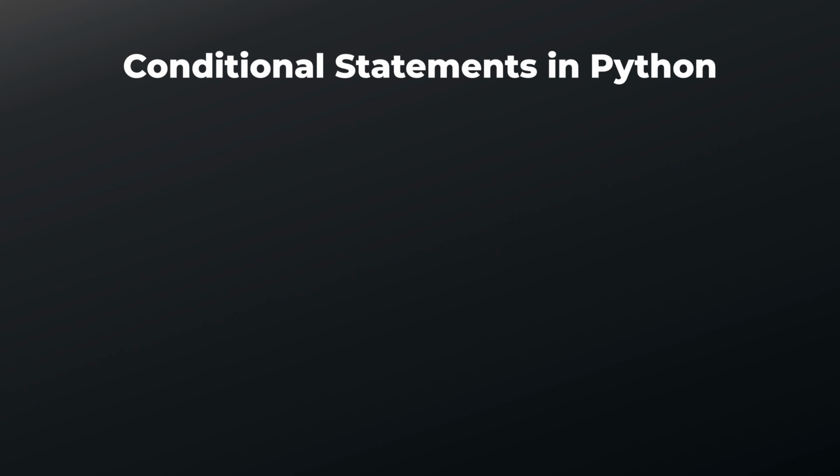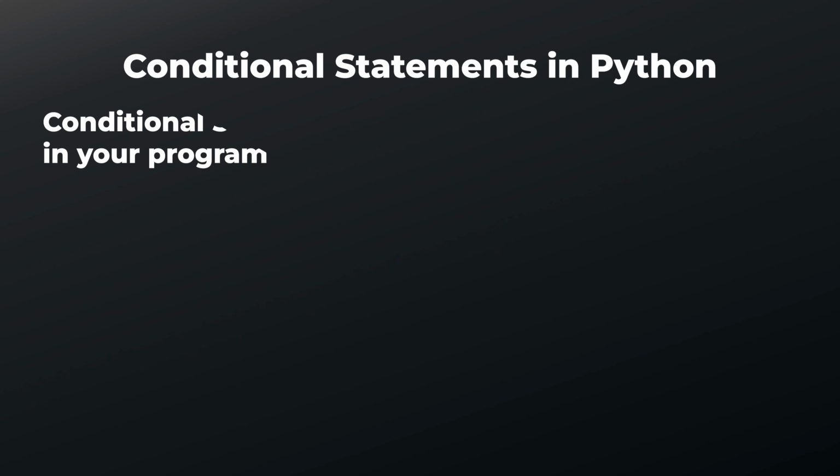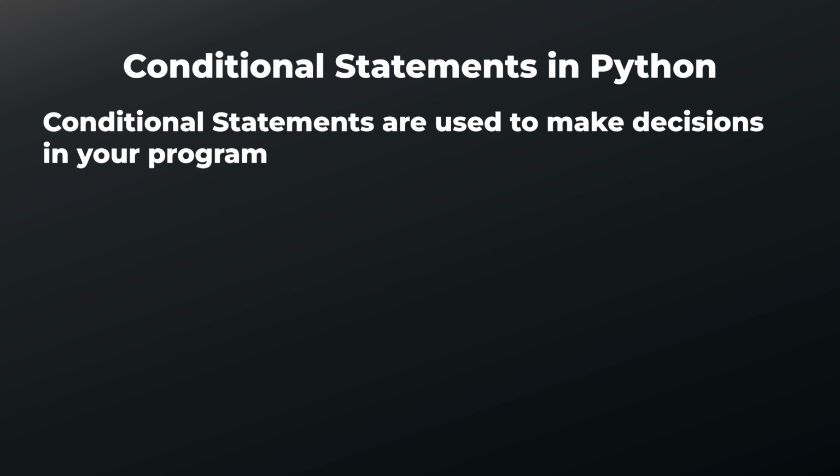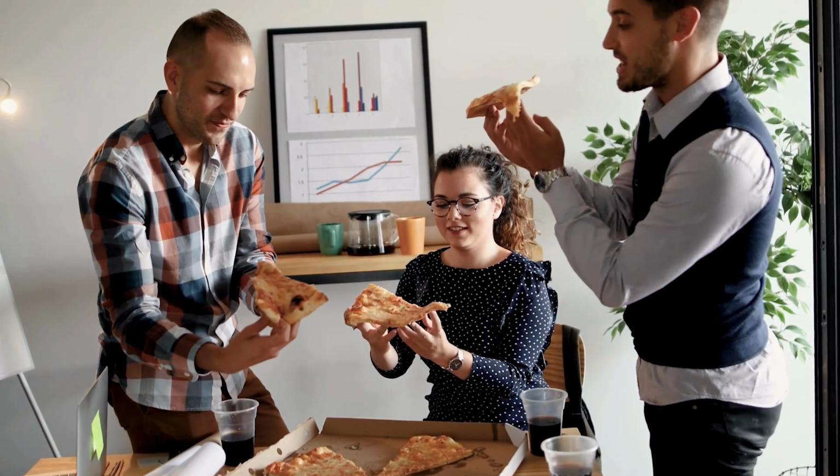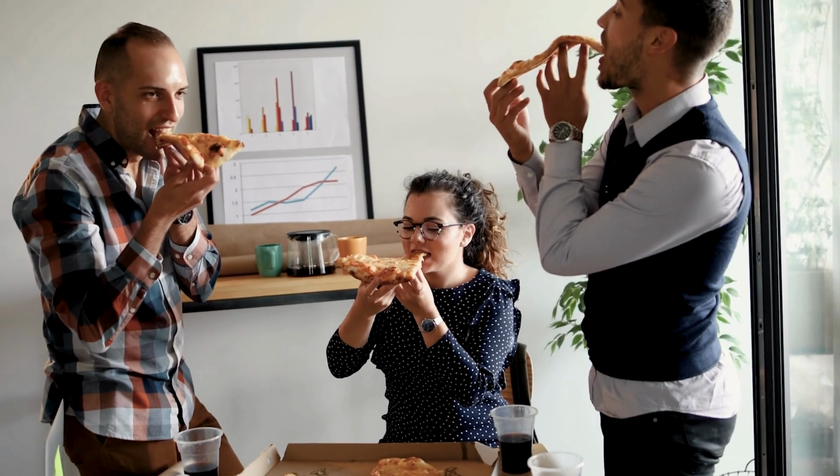Alright, in this video, let's learn about conditional statements in Python. Conditional statements are used to make decisions in your program. They let your code choose different actions depending on whether a condition is true or false. It works just like in real life where we make decisions based on conditions. For example, if you're hungry, eat some food.